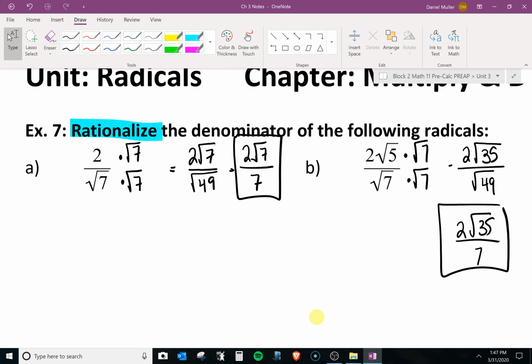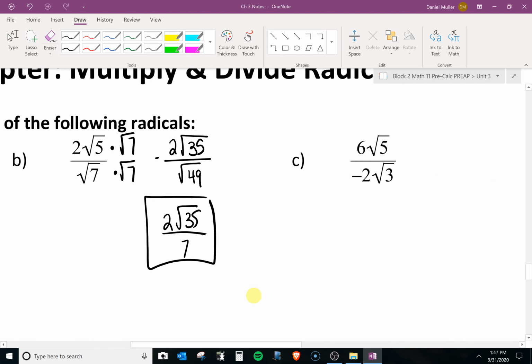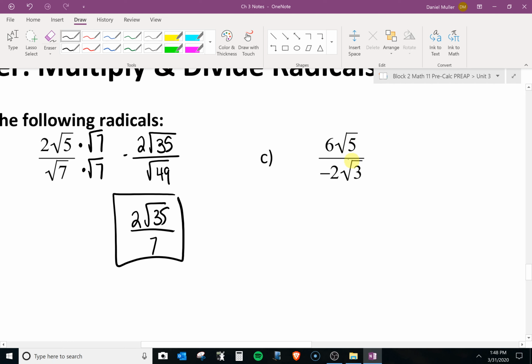The next question over here is C. Again, I can see that 5 and 3, if I join them together under one radical sign, I can't reduce it. It doesn't become a whole number. I can't make it a simpler fraction. And it doesn't even ask me to simplify. It just wants me to rationalize.